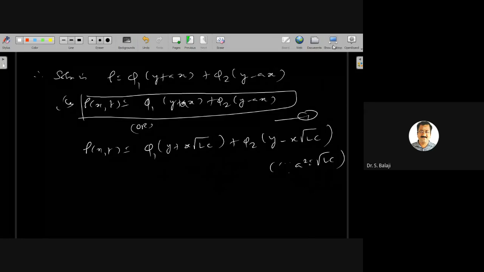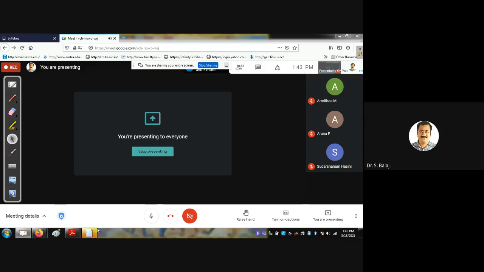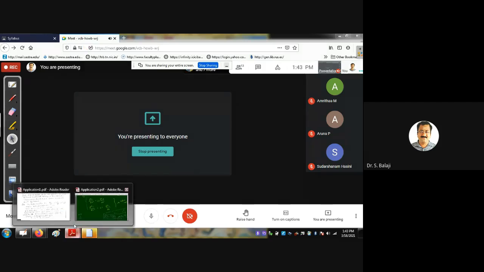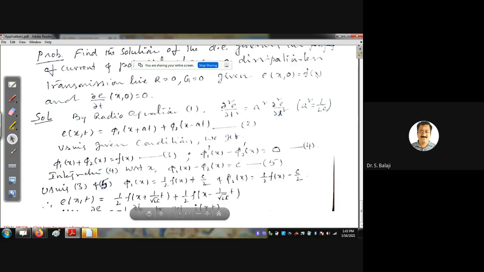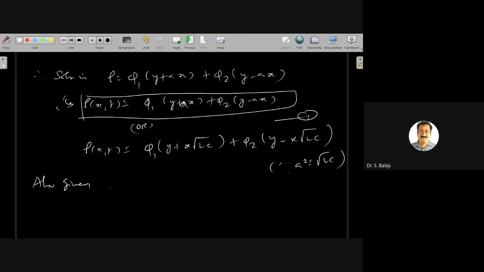Further, some initial conditions are also given: rho of x comma 0 equal to f of x, and similarly dou rho by dou t of x comma 0 equal to 0. Substitute in the solution, with t equal to 0.